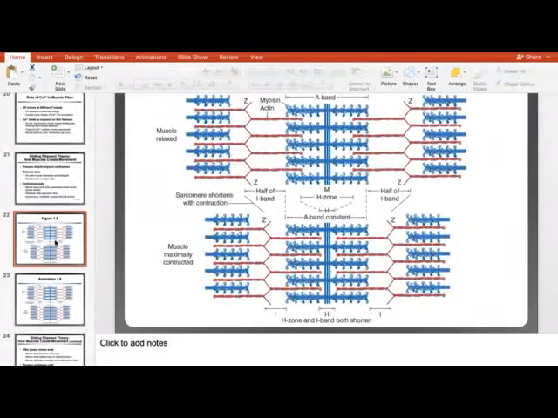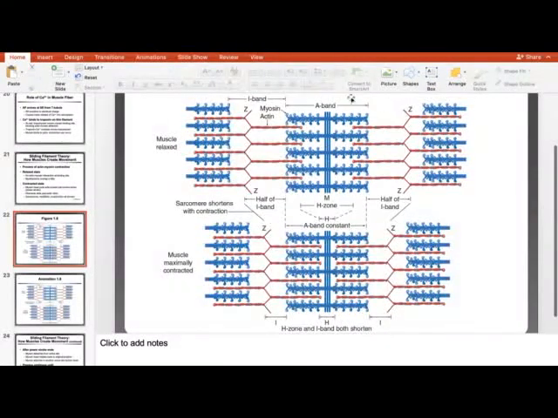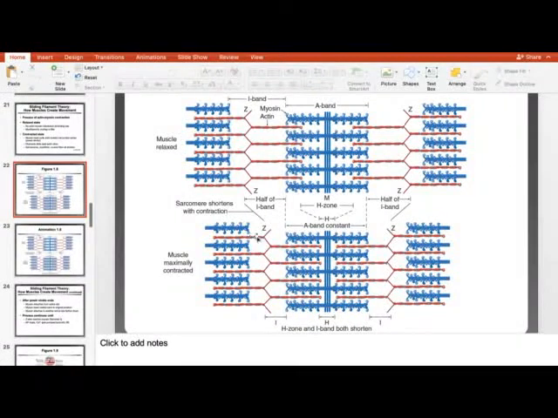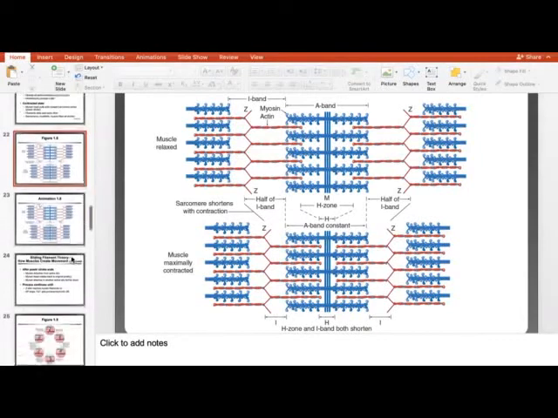All right, so this is a muscle in its relaxed state, a little bit of overlap. And as the muscle contracts, there's more and more overlap. There's more and more actin and myosin interaction, so you can produce a more forceful contraction. All right, now, I'll wait until I get to this slide over here.